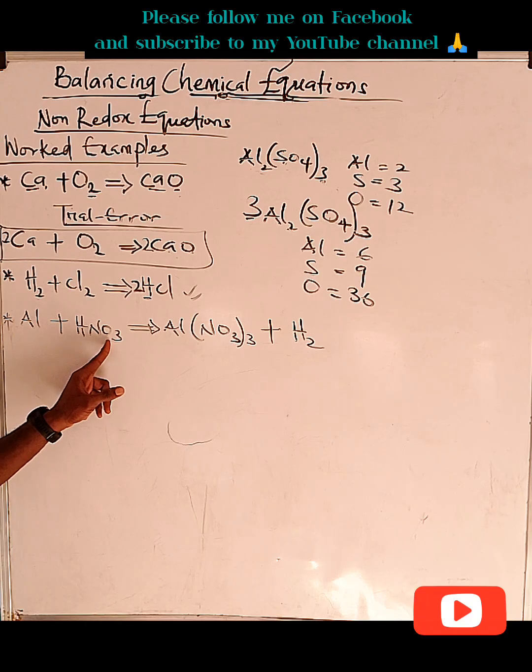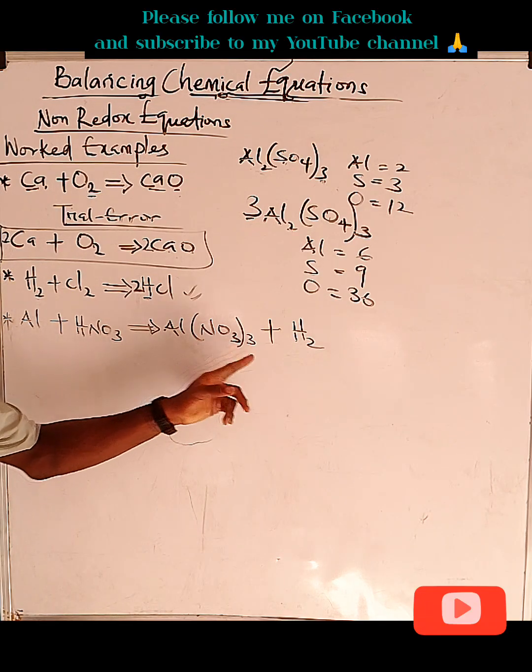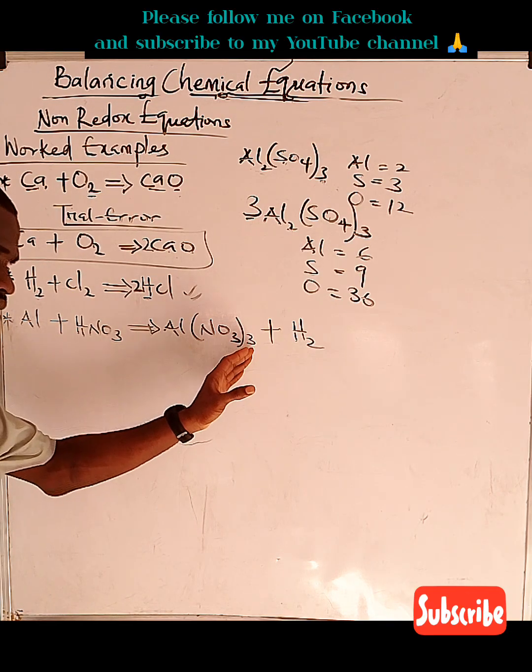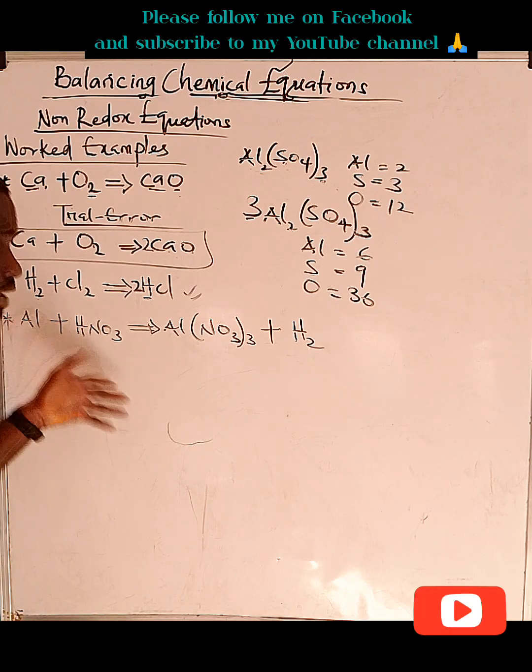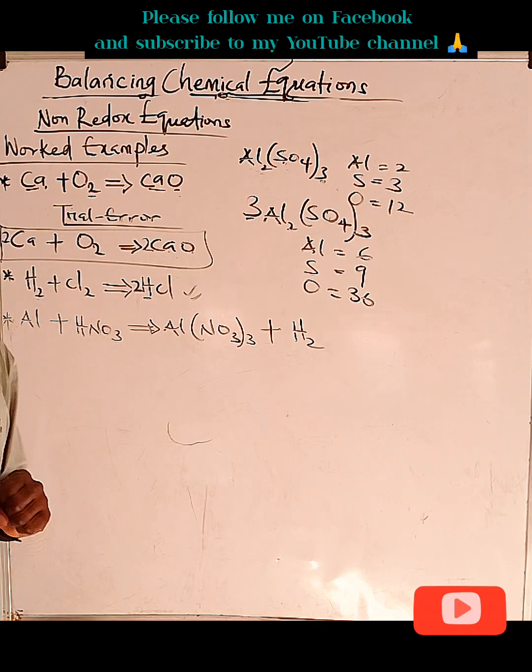So oxygen is 3 atoms. Oxygen here is 3. That's going to multiply with this. Oxygen here is 9. So oxygen is not balanced. Nitrogen is not balanced. Hydrogen is not balanced. Only aluminium is balanced.